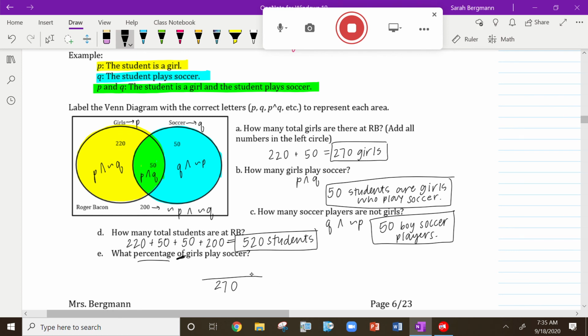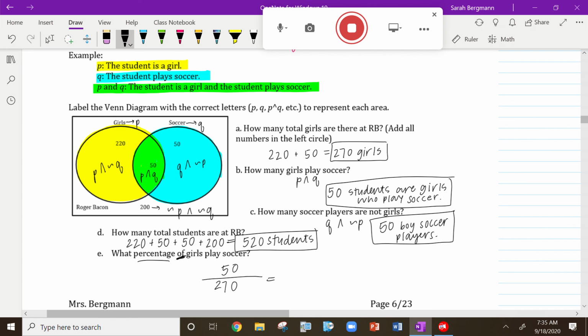How many of those girls play soccer? This is part B. 50 girls play soccer. So 50 out of 270. So 50 girls play soccer out of 270 girls total. We'll have to calculate this as a percentage.